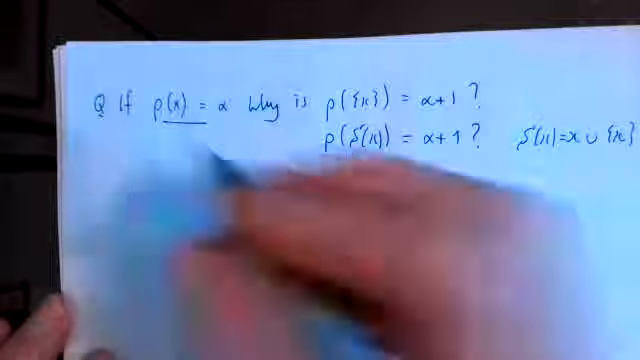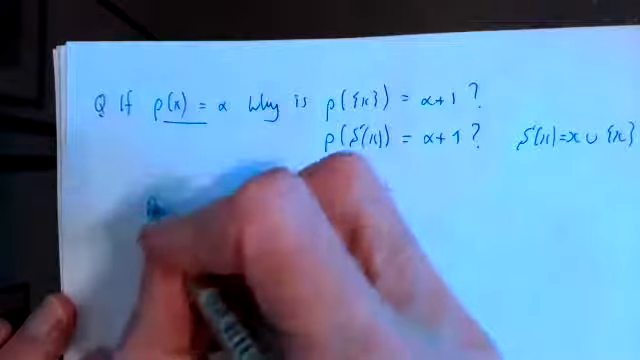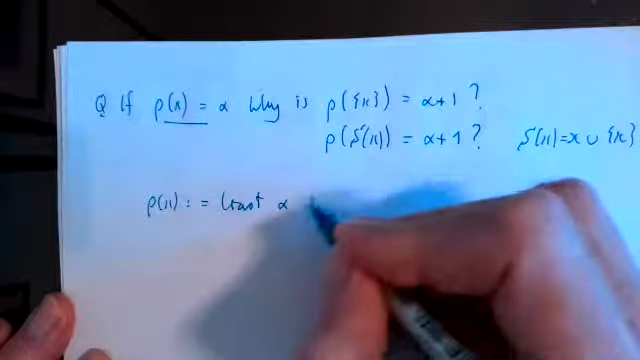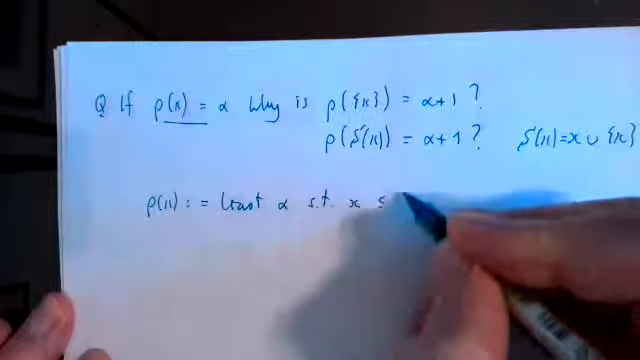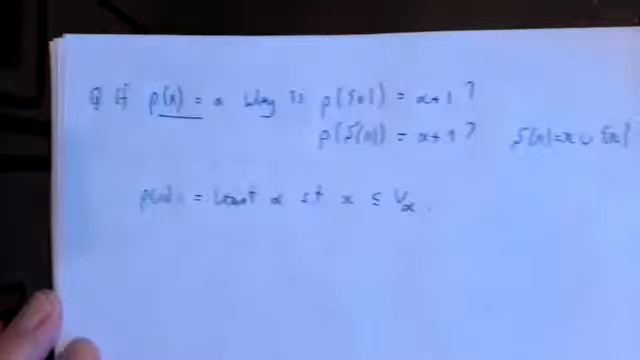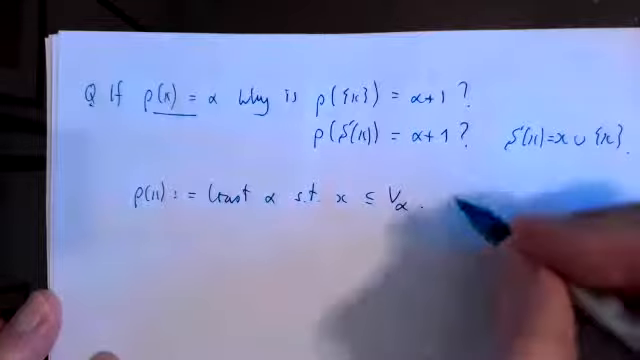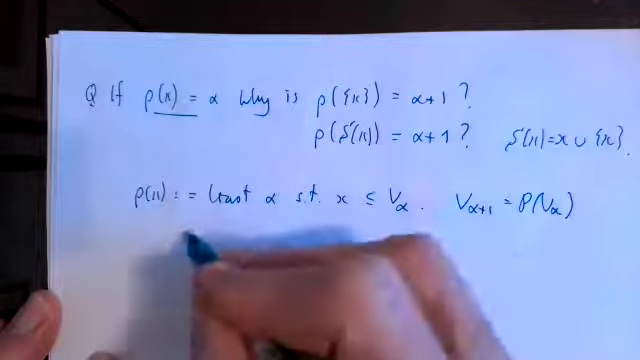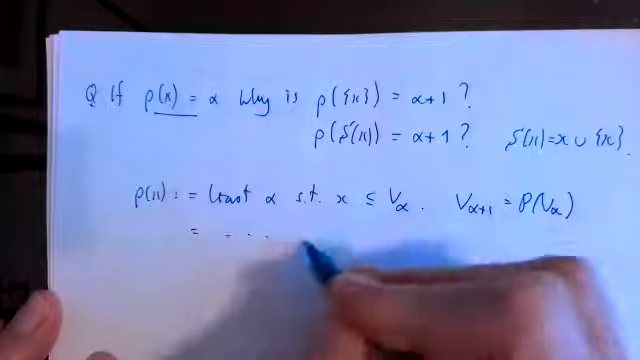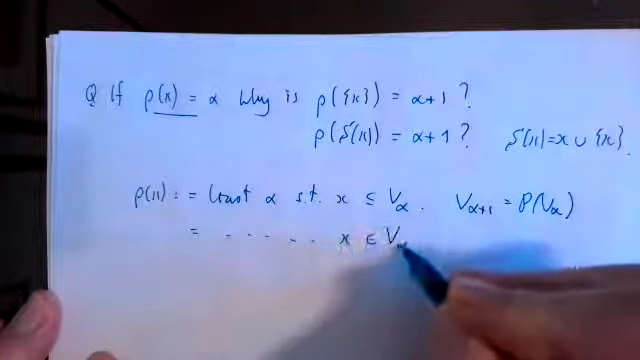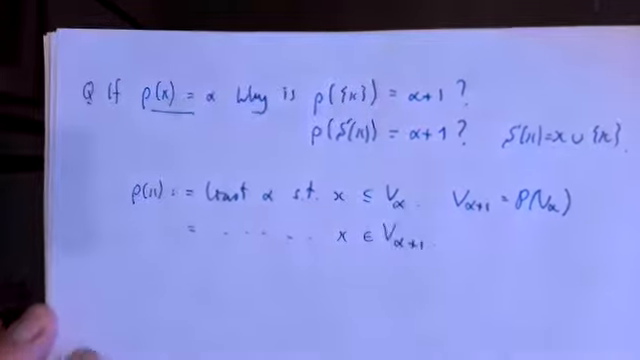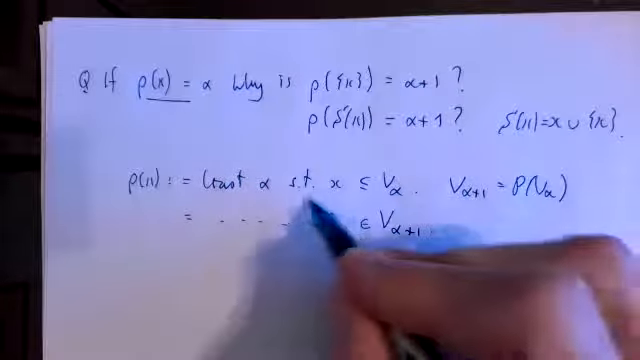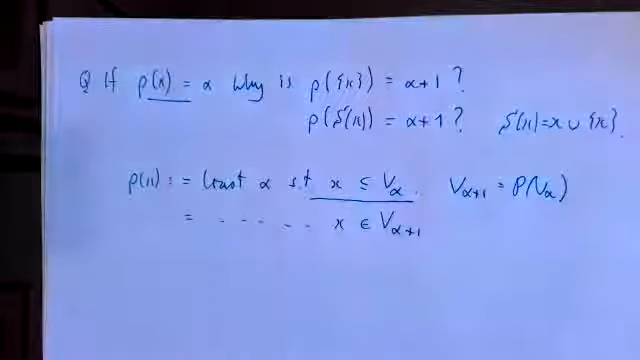So what is the rank of X? It's the least alpha such that X is a subset of V alpha. And because V alpha plus 1 is the power set of V alpha, this is also the same as the least alpha such that X is a member of V alpha plus 1. So either of these is a good description of it, but this one here is the official definition at the top.